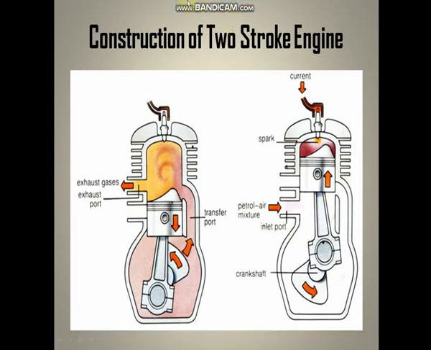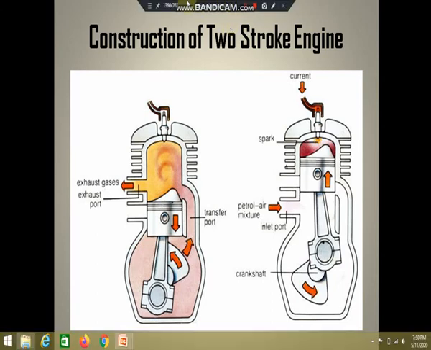So in the case of the two-stroke engine, during the upward movement or upward stroke of the piston, one process will be done, that is the compression, and during the downward motion of the piston, three processes will be done, that is the expansion, exhaust and intake.